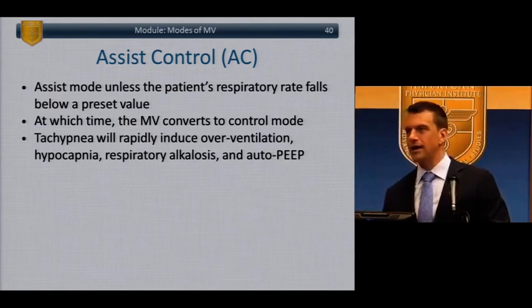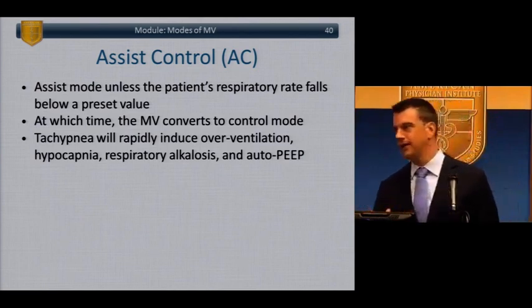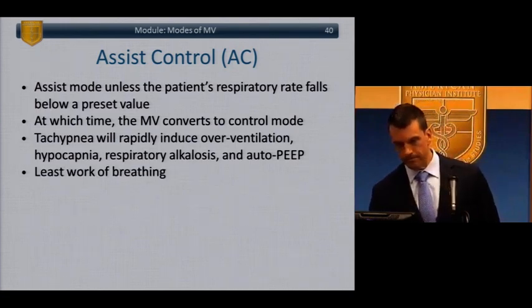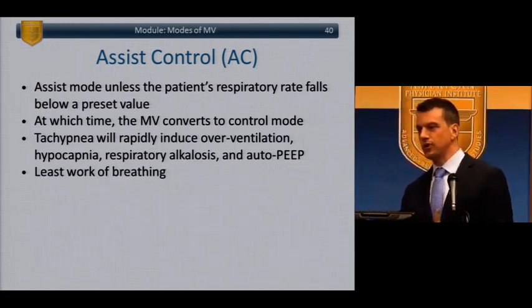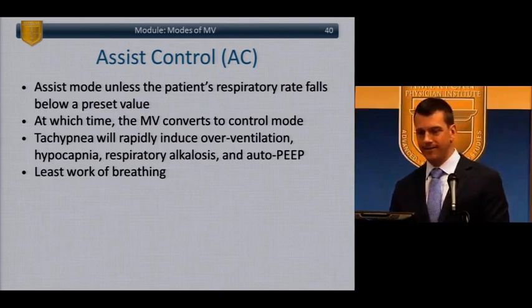They can also, because it's so high and they're breathing so fast, get into what's called auto PEEP, which means they don't completely expel all the gas between breaths. So with each one you get incrementally higher and higher pressures because you're not able to fully expel the gases at the end of the breath. But this, again, does the least work of breathing. Every breath the patient wants gets fully taken care of by the ventilator.